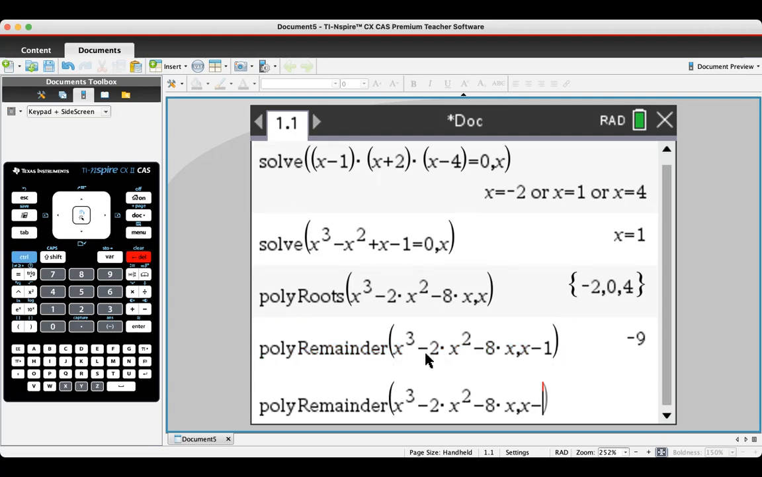But this time I'll go x plus 2. What would you expect the remainder to be if I divide it by x plus 2? Give you a moment to think about that. Pause if you need to. Have a look at what's happened before.